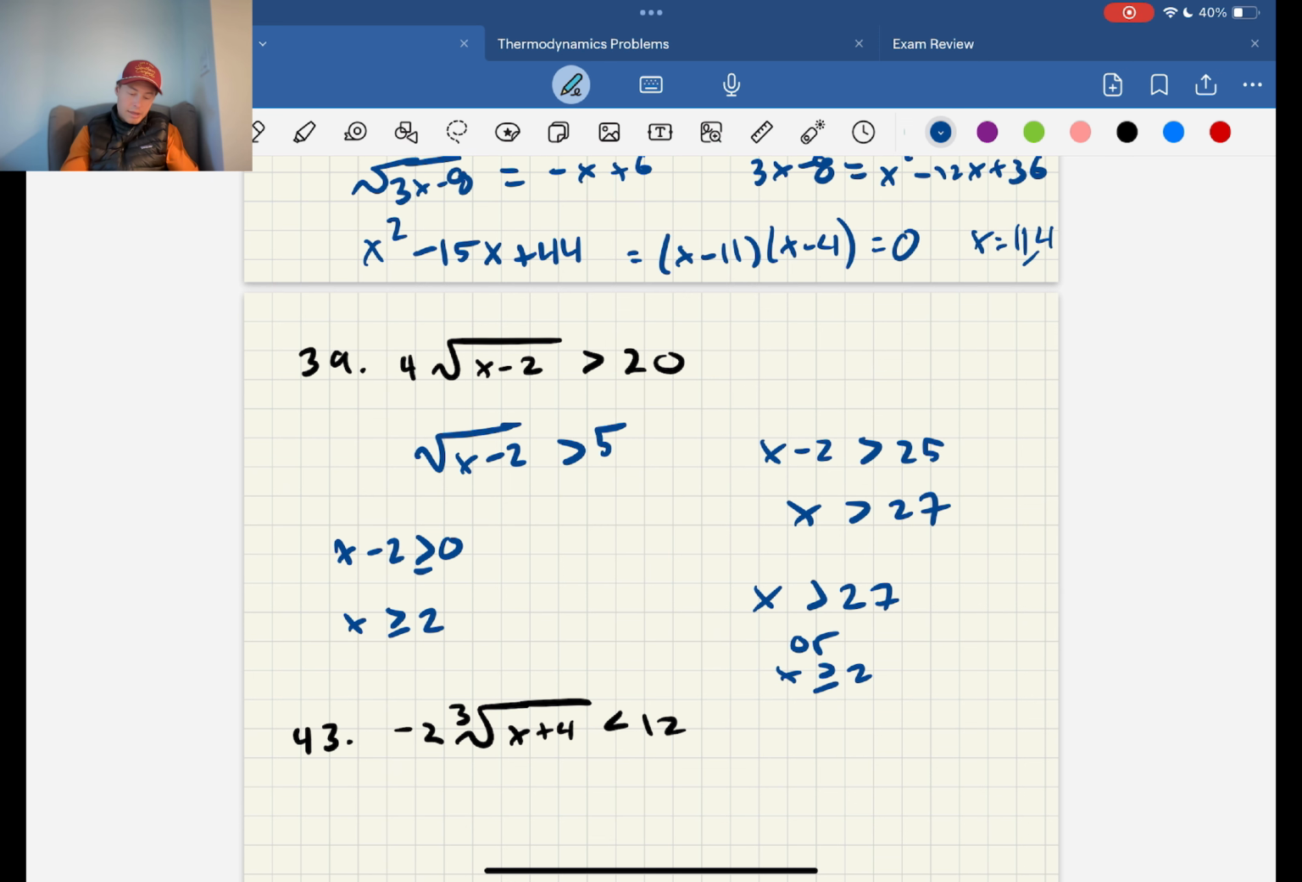Oh, I see. Because x has to be greater than 27, you don't need to include this second part, right? If this had been a less than, that's when this would have been important, but because it's a greater than, we already have to be greater than 27, which isn't going to be a problem with our domain restriction. So it's just x is greater than 27.